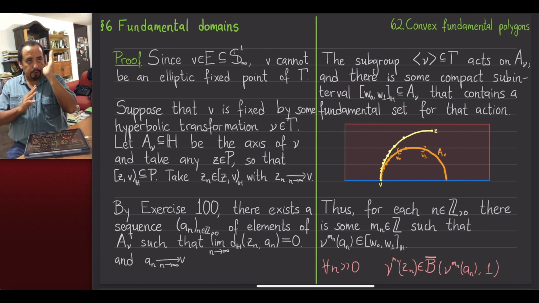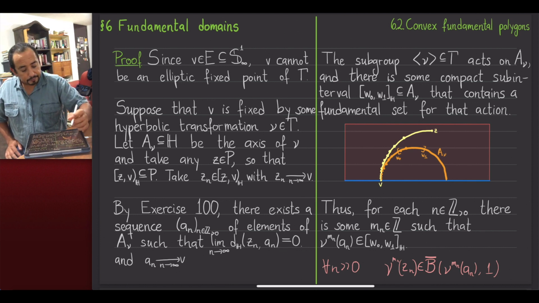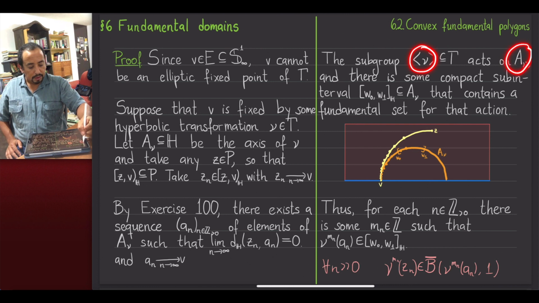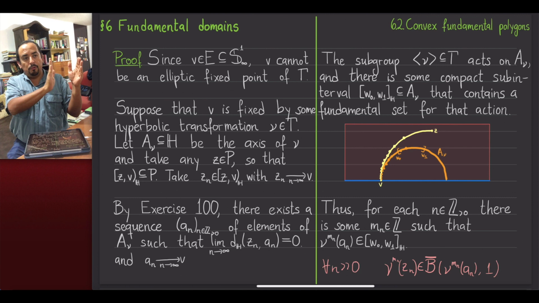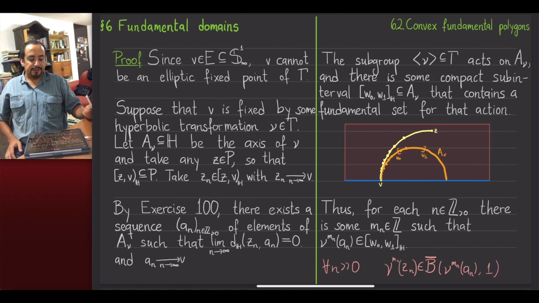If you think about that in terms of the standard examples, you see that there is some fundamental domain for that action contained in a compact subinterval of A. Right? For instance, let's say that the ray connecting 0 and infinity turns out to be just the positive real numbers, and that nu is multiplication by some positive real number lambda. Then the compact interval [1, lambda] contains a fundamental domain or a fundamental set for the action, right?